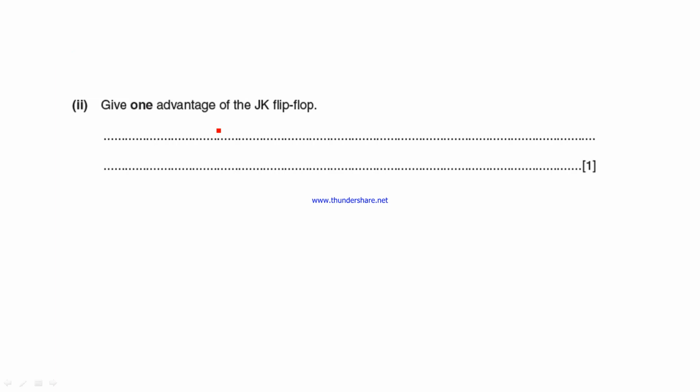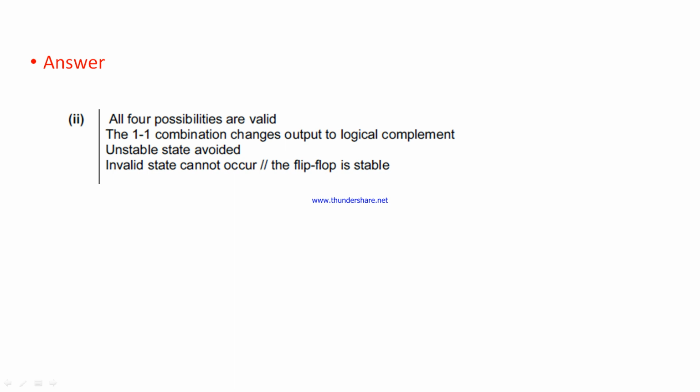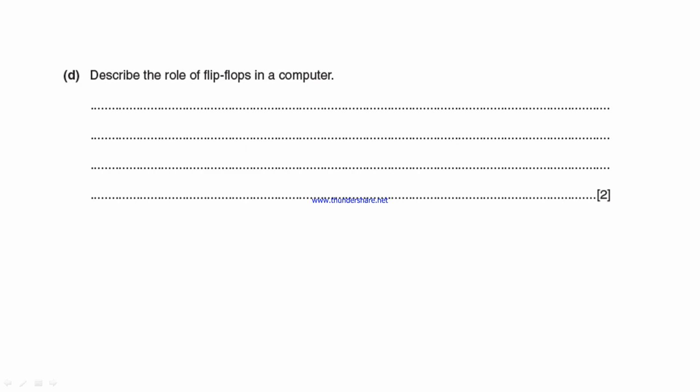Next, what is the advantage of the JK flip-flop? The 1-1 combination changes the output into a logical complement, that is, avoids the unstable state. There is no unstable state. So the invalid state is overcome. In the JK flip-flop, we have overcome the unstable state. We have a stable state now.